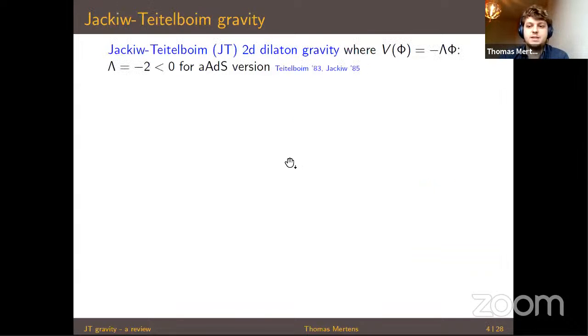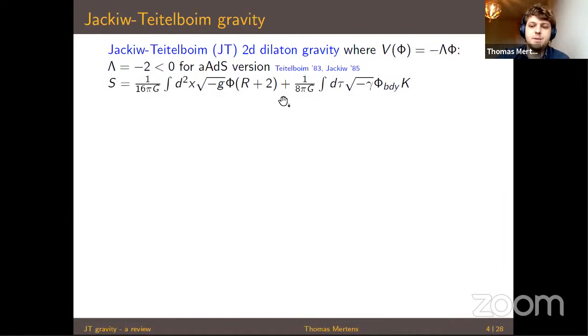So a specific example of these generic 2D dilaton gravity models is Jackiw-Teitelboim, or JT gravity, where I pick a very specific form of the dilaton potential that is linear in the dilaton field phi. So the potential is minus lambda times phi, where lambda is a cosmological constant. Now, I will be interested in asymptotically AdS versions because I want to do holography. So I will pick lambda to be a negative constant in suitable units, -2 here. And then the action can be written like this. So this is the JT gravity action.